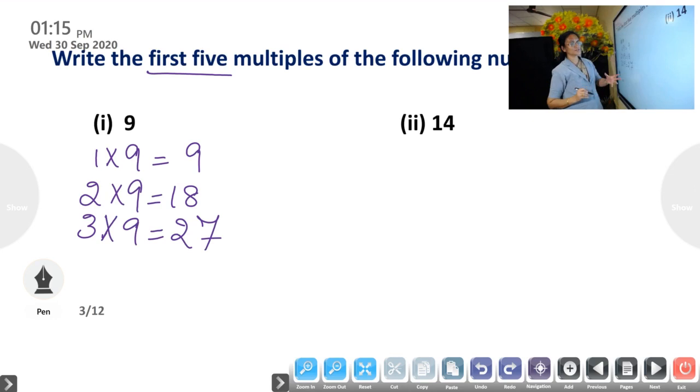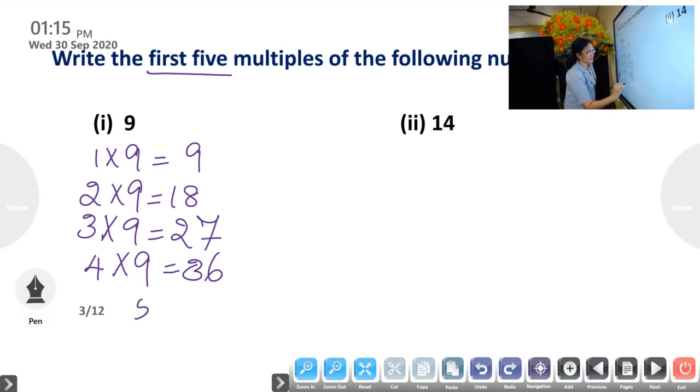See, for writing these, you should be thorough with the multiplication tables. You should know the tables well. 3 into 9 is 27. Then the fourth multiple of 9, 4 into 9, that is 36. Fifth multiple of 9, that is 5 into 9, that is 45.